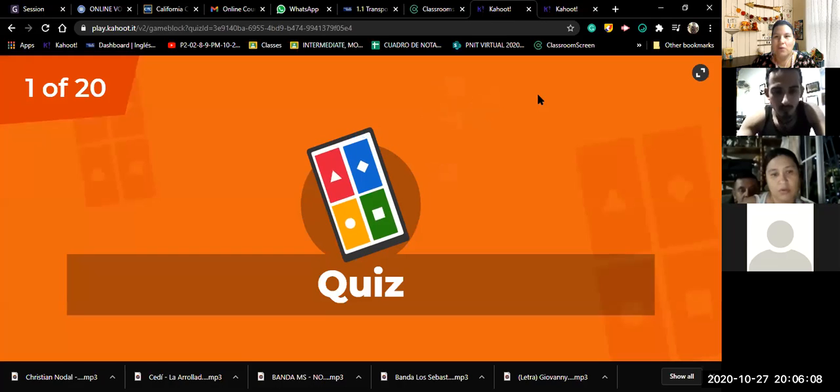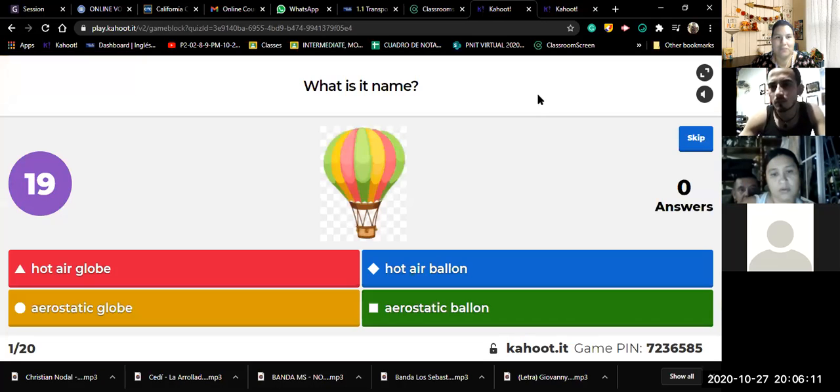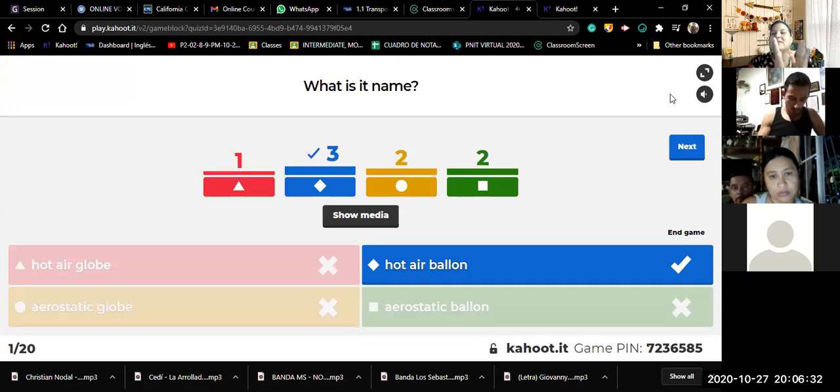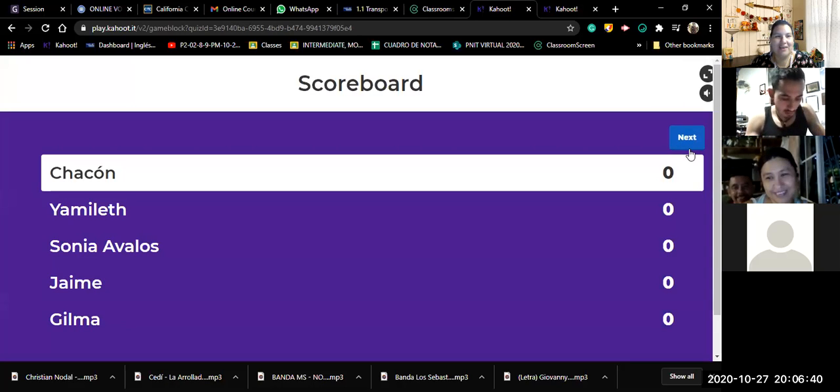What is this? What is its name? Red, yellow, blue. Just click on the answer. Okay, click on the color. Light blue or green? Excellent. For those of you who said hot air balloon, very good. Hot air balloon. Good job. Let's see. Veamos. Good for Chacon, Jamilet, and Sonia. Good job.